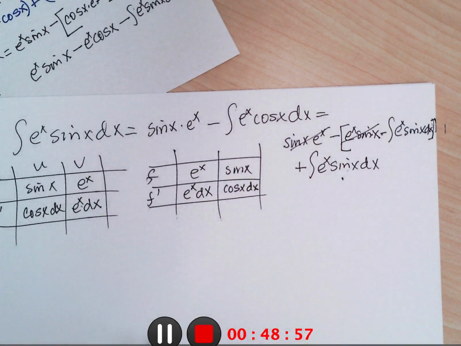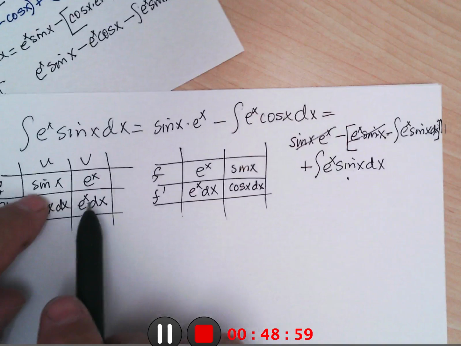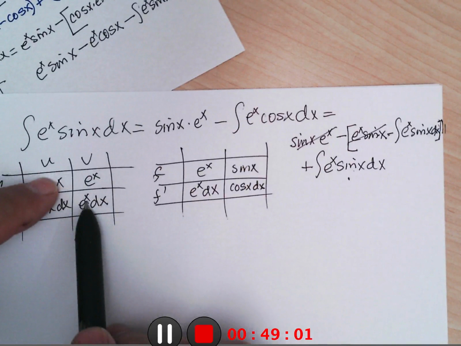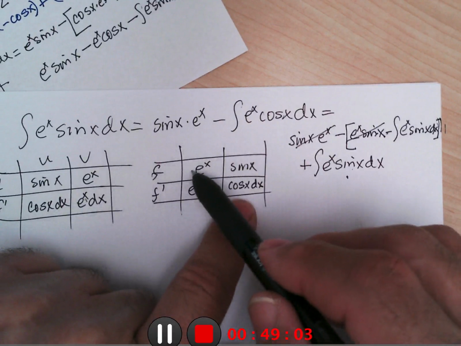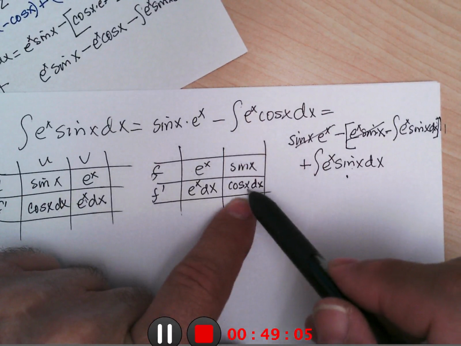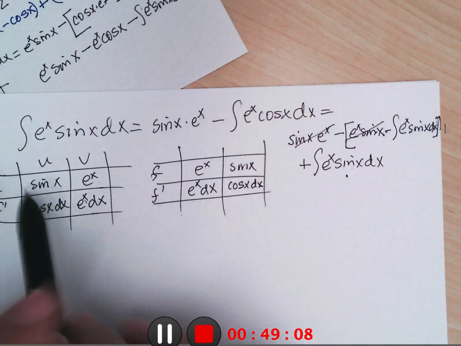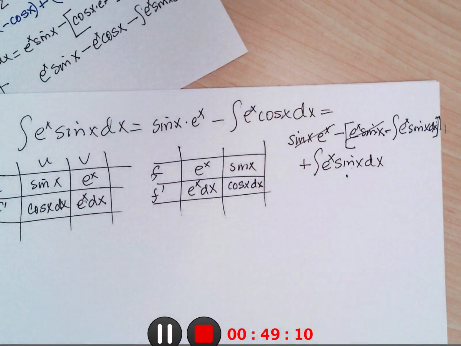And that would happen even if you started with e to the x and sine x here, and then switched them and did sine x, the cosine and e to the x here. So you don't want to. You want to keep trying it the same direction. Okay. All right.